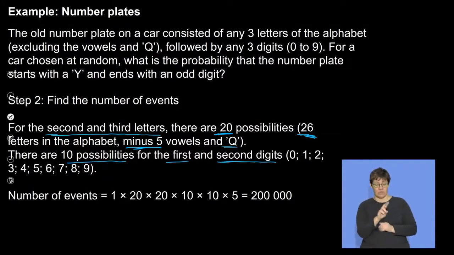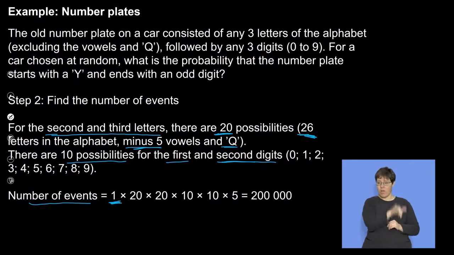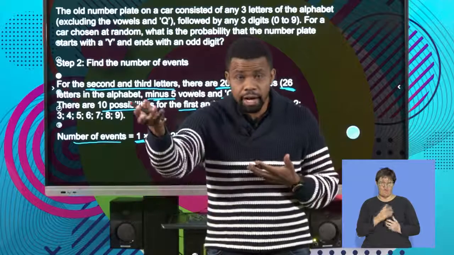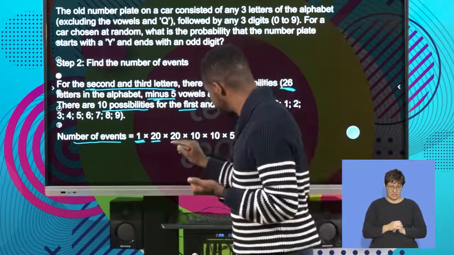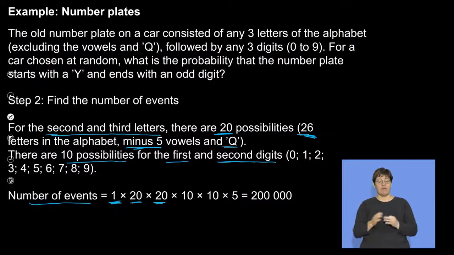So if you look at this now, the number plate will be 1, Y, because it must start with Y. We only have one Y. Then for the second position, it must be a letter. How many letters are there? We know there is, yes, 26. But we minus the Q and 5 vowels. We're left with what? 20. Are we together? Then there's another letter also, because we need 3 letters. A letter which is 20, letter which is 20. So you have 1 times 20 times 20.